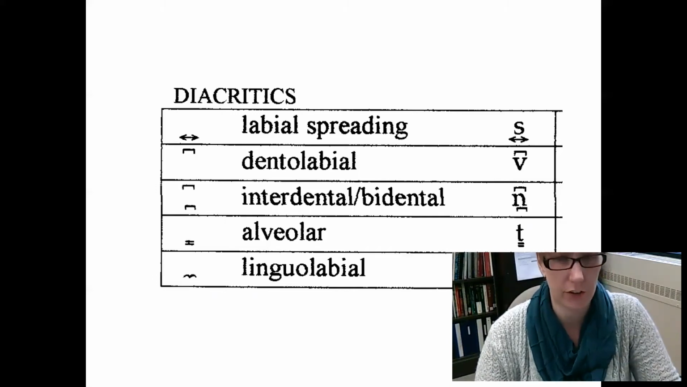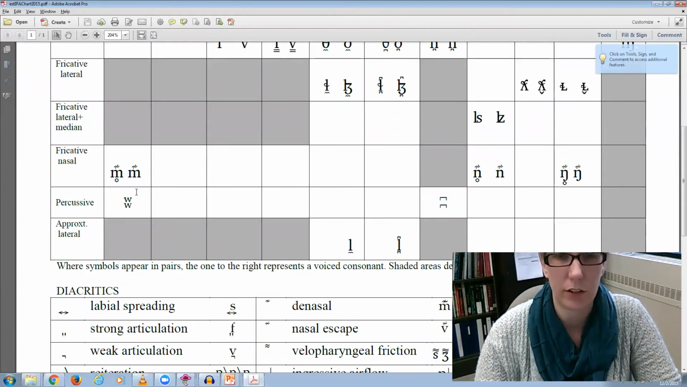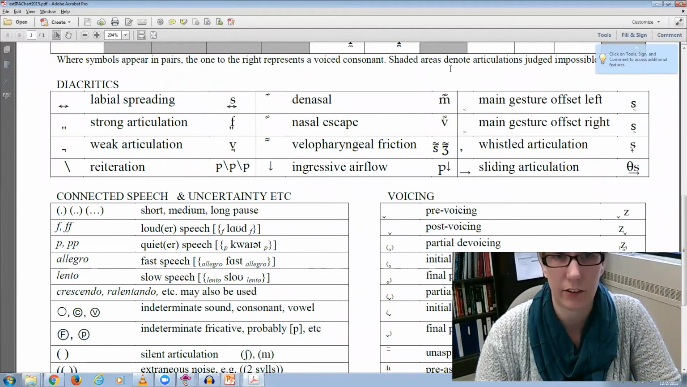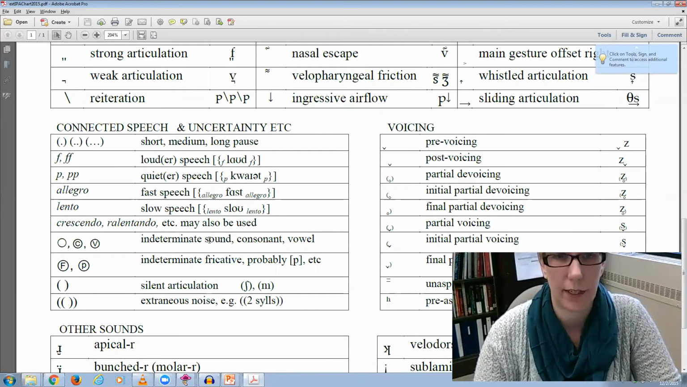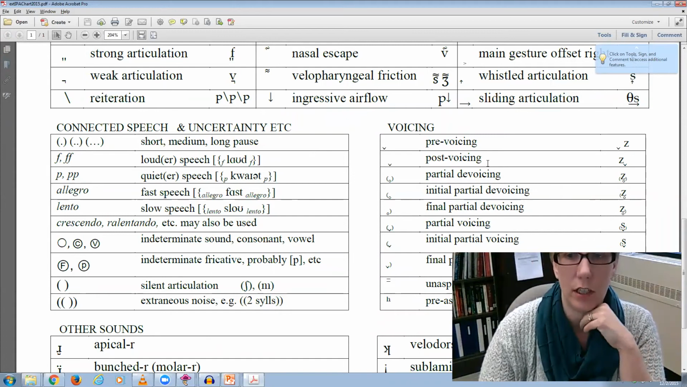So that sort of covers the basics we've been talking about on this part of the chart. Next, we're going to talk about some additions. Here, if you go down the extIPA chart, you'll see there are diacritics and some additional things to what we've been talking about. There are also ways to mark things that are going on beyond the segment or just one sound level, so something that's going on over several sounds or connected speech.